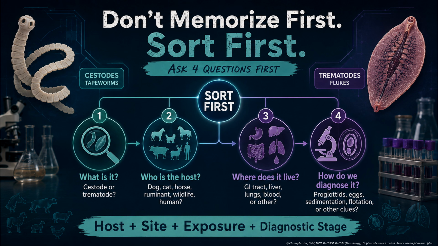Then ask 4 questions. Who is the host? Where does the parasite live or cause damage? How is the host exposed? What stage or diagnostic method should reveal it? Host, site, exposure, and diagnostic stage. Those clues often narrow the differential before the species name appears.